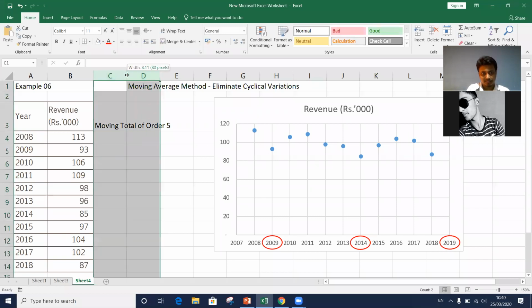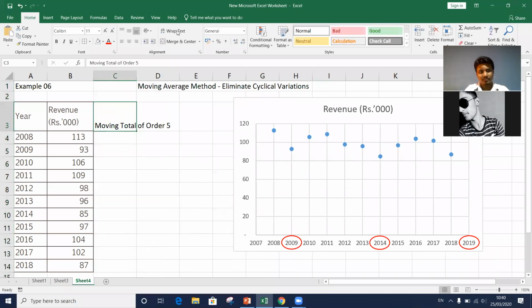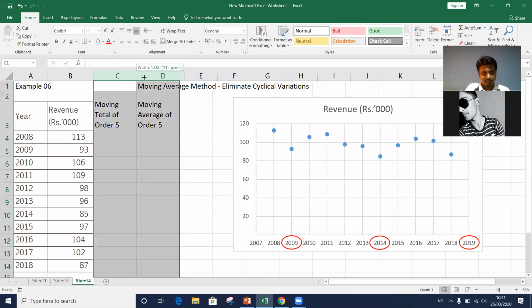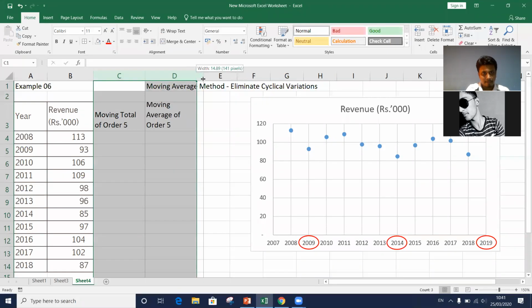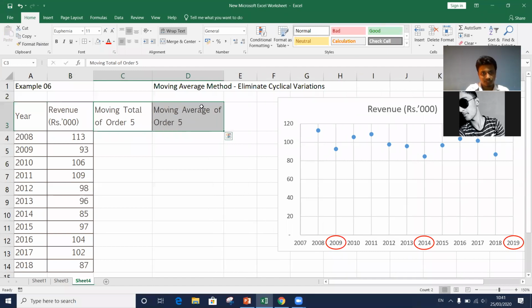Clear? Is the way we determined the order clear? Yes, sir. Moving totals of order 5 and moving average of order 5. Now this is easy. Now you can calculate these values, moving totals and moving averages.